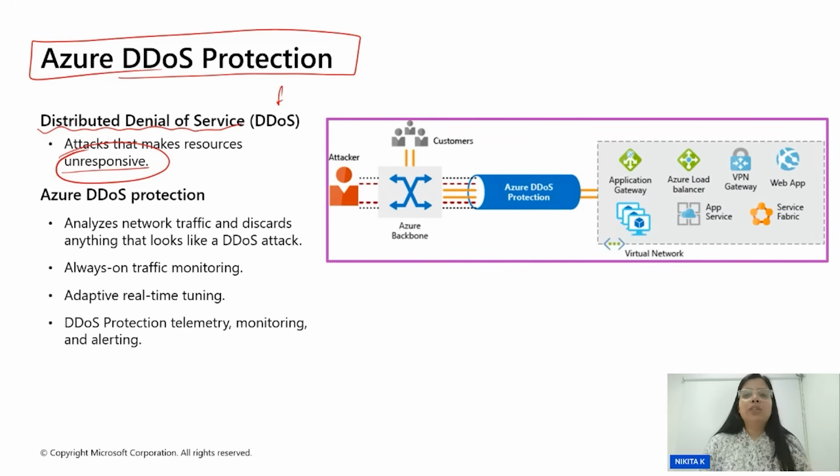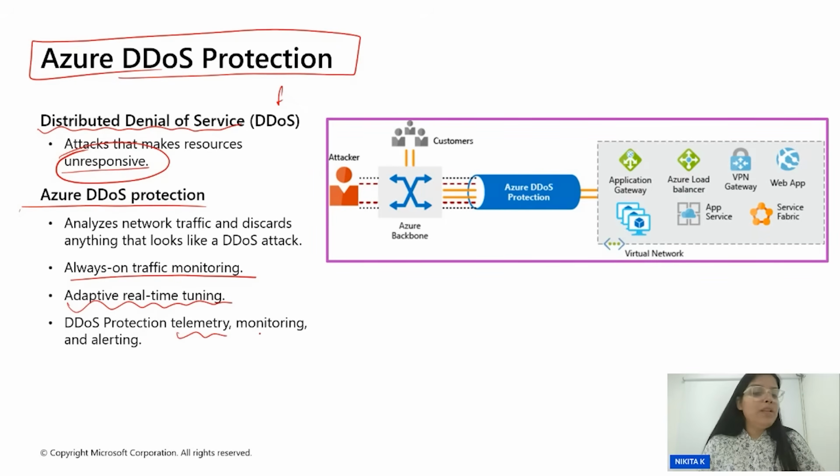Now, to overcome this challenge, if I'm using Amazon, Flipkart, my virtual machine, storage accounts, anything, and I don't want my resources to become unresponsive, I can use Azure DDoS Protection. What will Azure DDoS Protection do? It will always monitor the traffic, what traffic is coming in, what traffic is going out, and accordingly it will give the protection. It will do adaptive real-time tuning. When the traffic is high, the service becomes more active. If the traffic is low, it will behave accordingly.